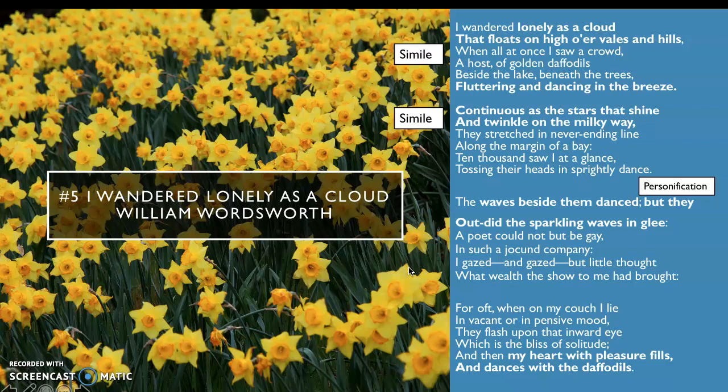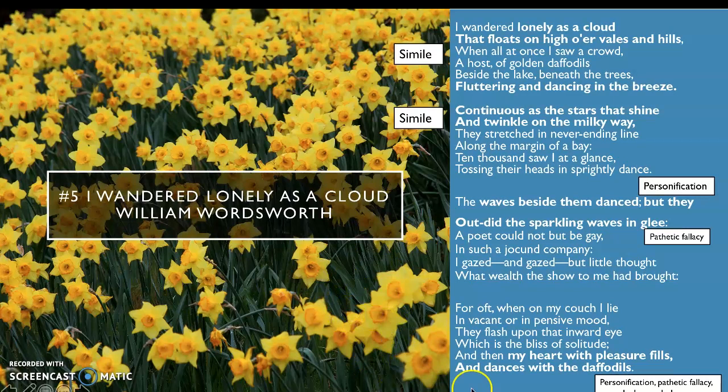We've got lots of personification. We've got the waves dancing up here. We've got the flowers dancing. And then we have pathetic fallacy, and that's something that you may not have learned about before. Pathetic fallacy is basically personification, but you're giving this inanimate object, and a lot of times it's something in nature, like a wave, human emotion. So when we say that the daffodils outdid the sparkling waves in glee, glee is happiness, and we're giving the waves that human emotion, and so that's pathetic fallacy.